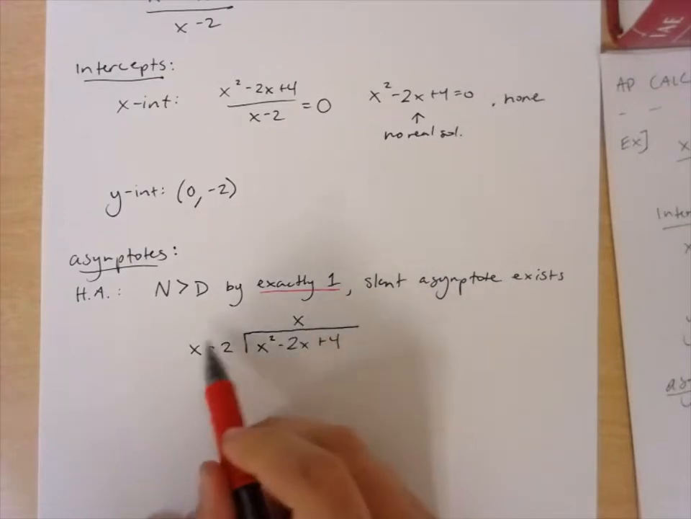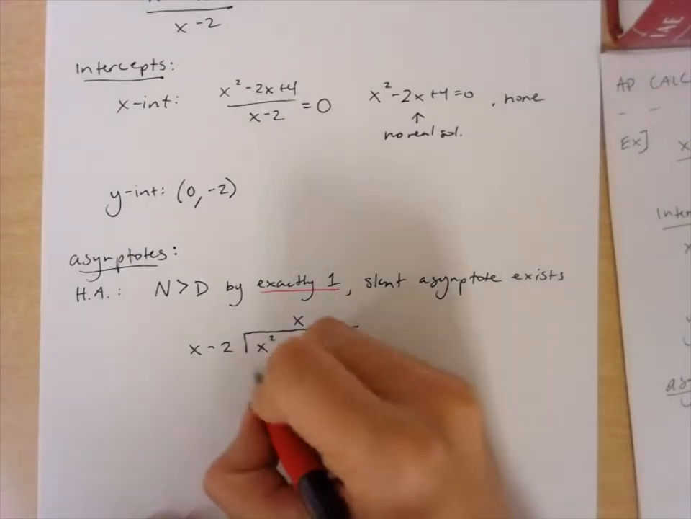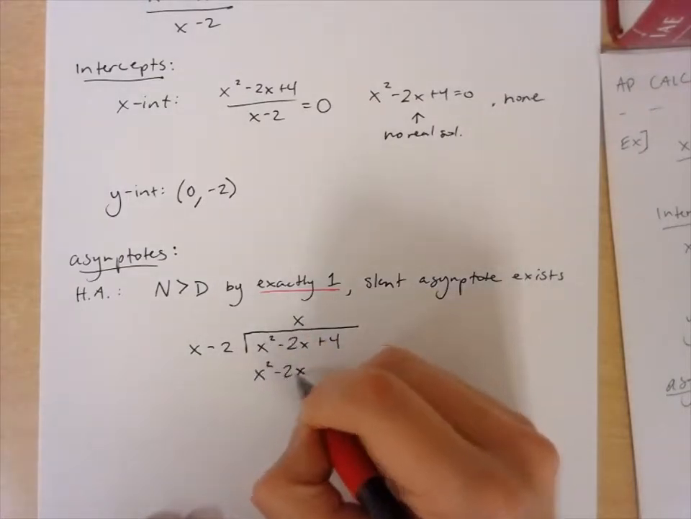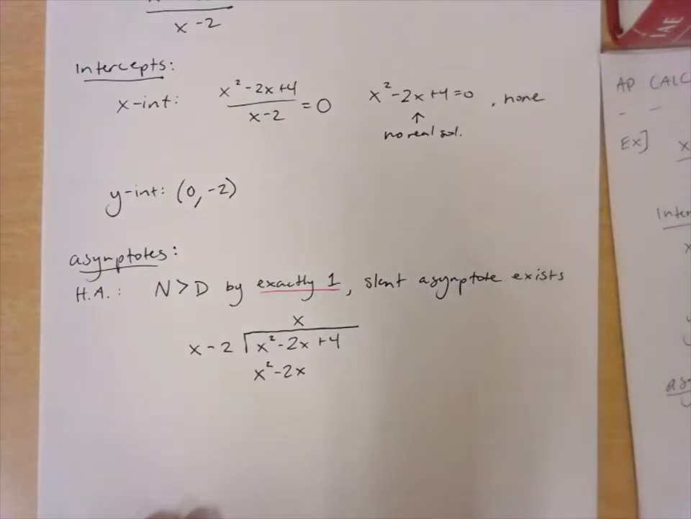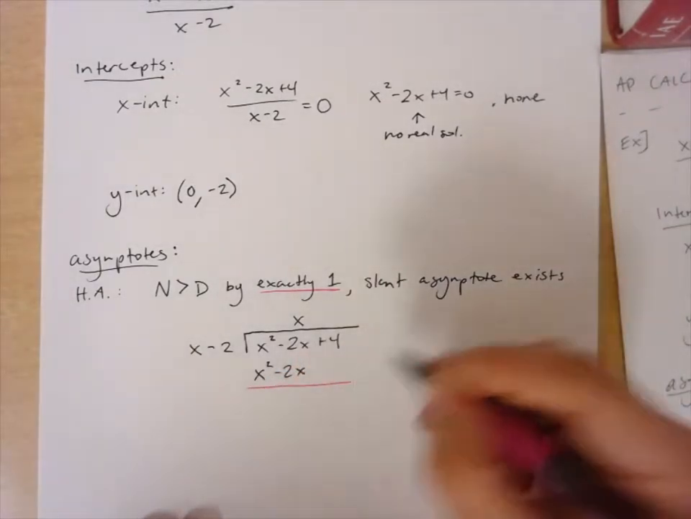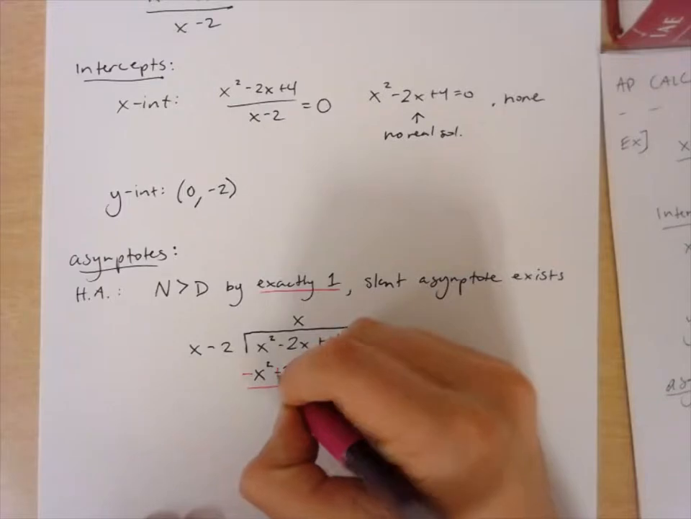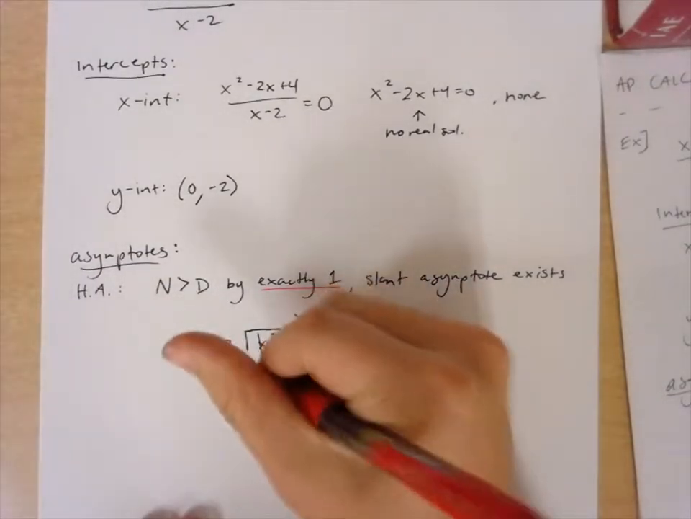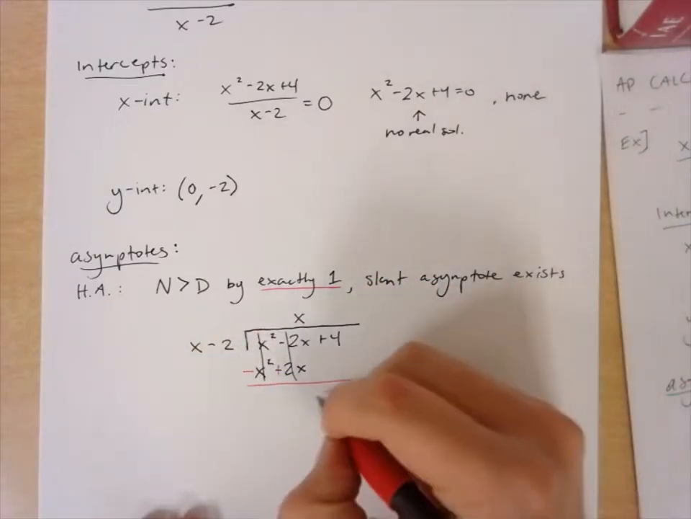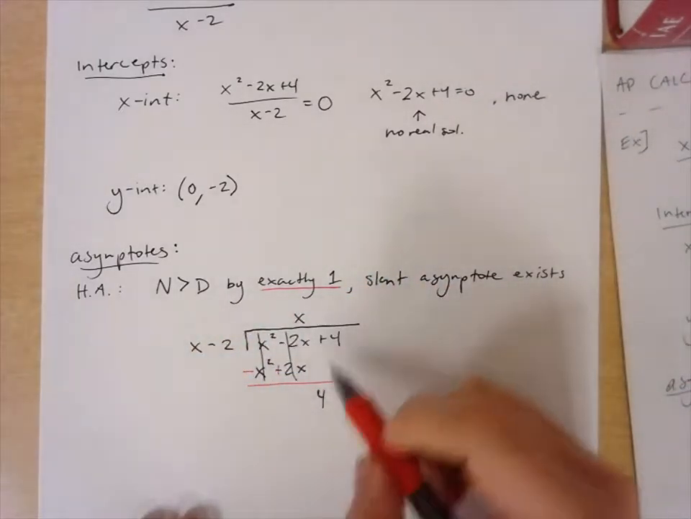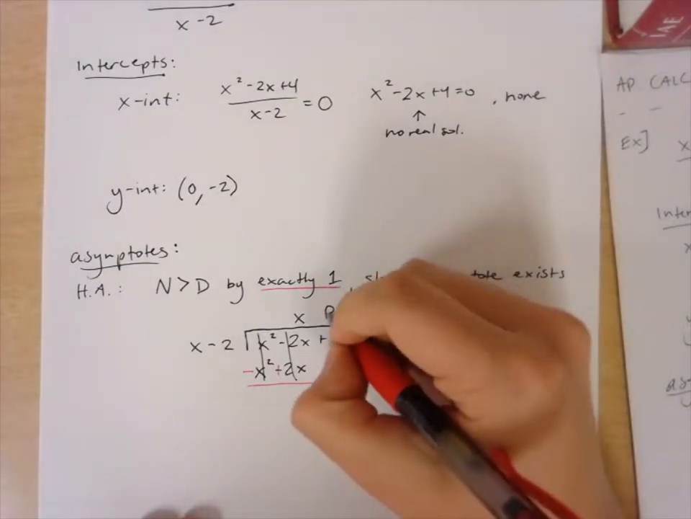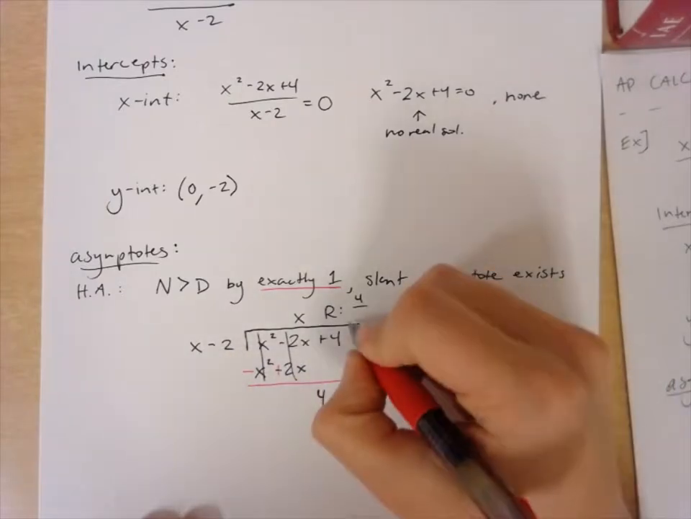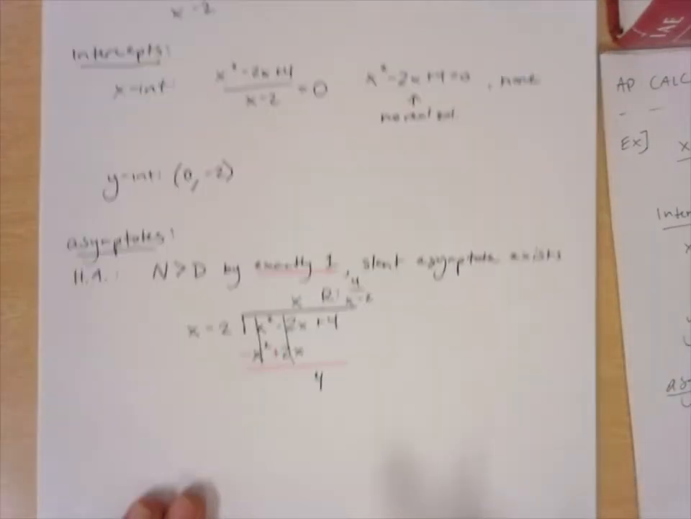Now I take this x and I multiply back. So x times x gets me x squared. X times negative 2 gets me negative 2x. Now for anything effective to happen here, I have to change the signs of everything on the bottom. So I get a negative x squared, positive 2x. And when I do that, my x squareds cancel and my 2x's cancel. And I get a remainder of 4. So up here I say x is my quotient with a remainder of 4 over what I was dividing by, 4 over x minus 2.